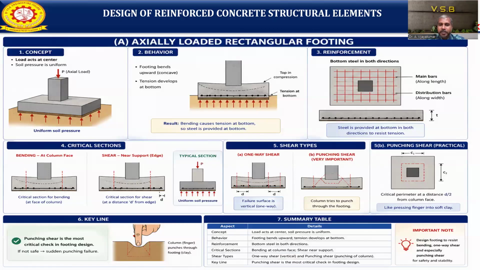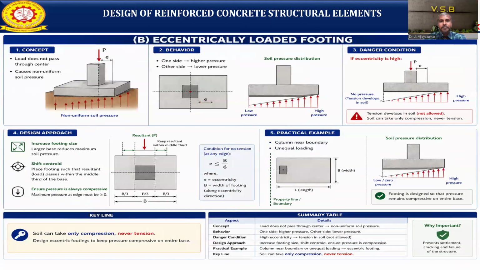So for shear, we have two types. One is one-way shear, that is a vertical shear, and the other is punching shear failure, based on the punching shear of the column. So the key line: punching shear is the most critical check for footing design. So while designing the footing to resist bending and one-way shear, especially punching shear, is for the safety and stability of the structure.